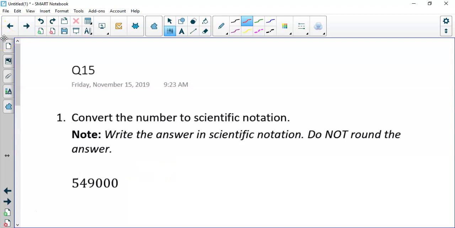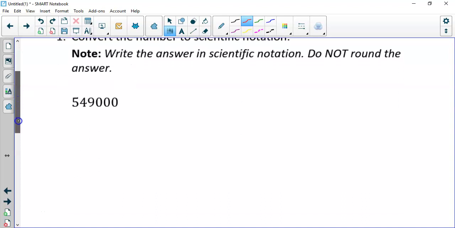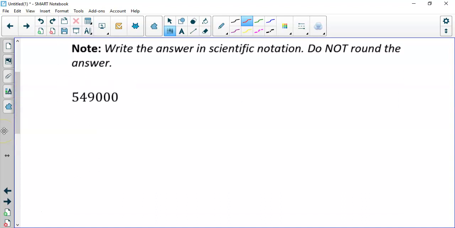So, the next one says, convert to scientific notation. Do not round the answer. So, how do I convert to scientific notation? What am I going to do with this number? I need to get the decimal point where? Between the 5 and the 4. Because remember, scientific notation must be between the number 1 and 10.